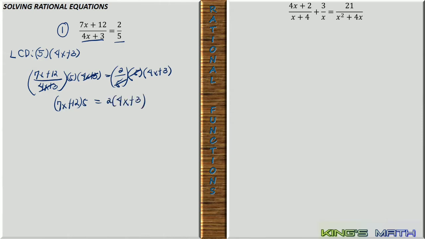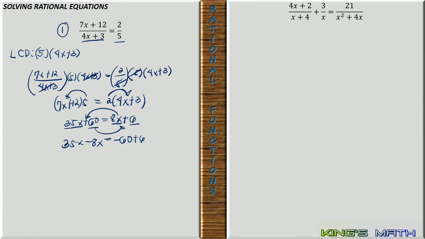Simplify it further. Distribute 5 to this one and 2 to this one. 5 times 7x is 35x. 5 times 12 is 60. 2 times 4x is 8x, plus 2 times 3 is 6. And then we're going to combine like terms. We have 35x and 8x, and then 60 and 6. So 35x minus 8x: the 8x goes to the left side and the sign will be negative, equals negative 60 plus 6. The 60 goes to the right side and the sign will be negative.